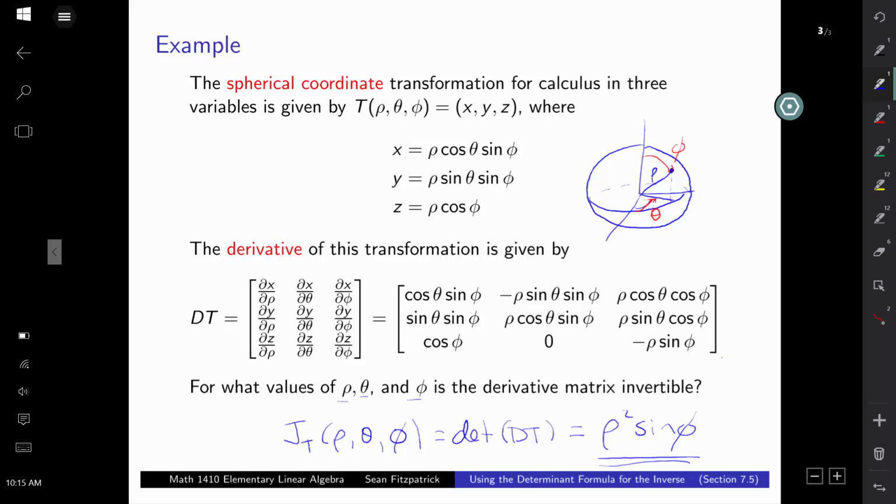Remember that determinants also have something to do with volumes. This quantity gives you a distortion factor. It tells you how much volumes are changed when you do this change of variables, and that's important if you're doing, say, a triple integral where you're computing volume. So that's one example where you might want to figure out where it's invertible. It's going to be invertible where the determinant is non-zero, so away from rho equals 0 and the points where sine phi equals 0, so at phi equals 0 or phi equal to pi.